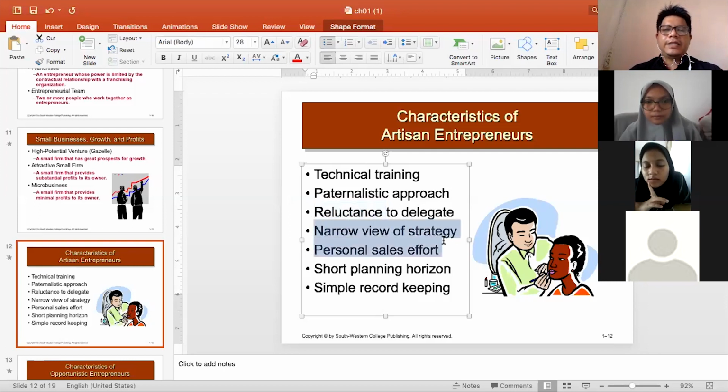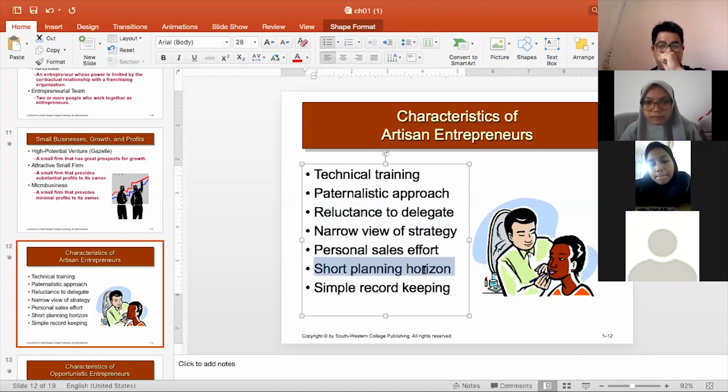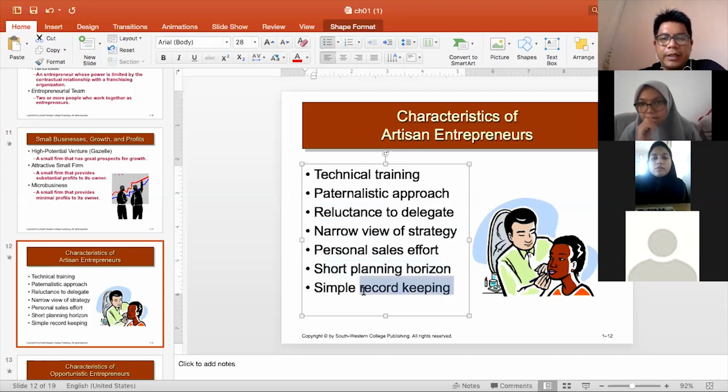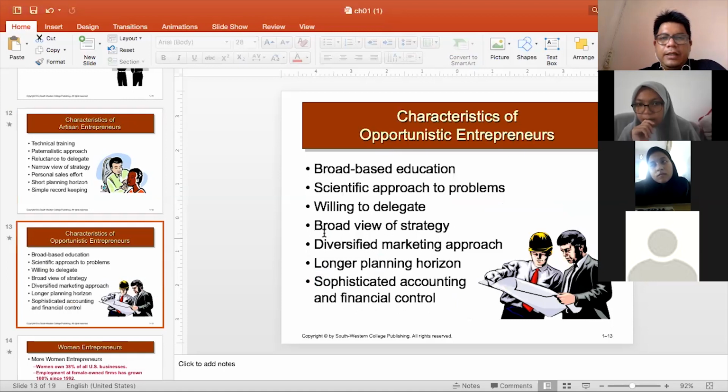Narrow view of strategy. Narrow means focused. Personal sales efforts. Short planning horizon means he only has short-term planning. Simple record keeping means he remembers things from his experience and thinks simply, just like that.